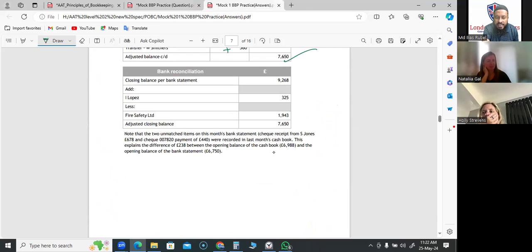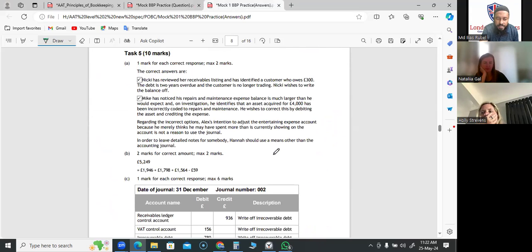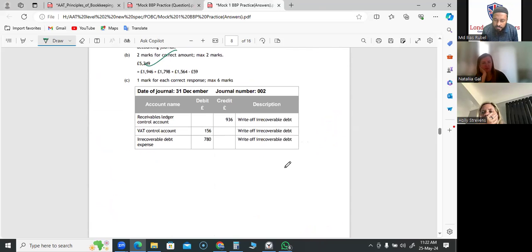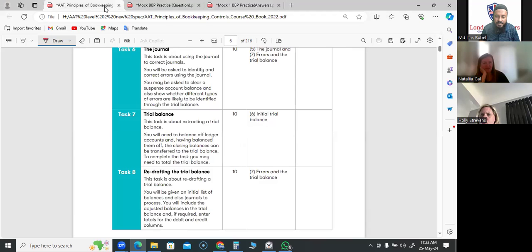And here you need to follow the order, because you add outstanding lodgement, less unpresented cheque, and you get this. That was correct. And here the answer about Nikki and Mike is right. We got a right answer here. Here also order is no problem. Irrecoverable debit, VAT control debit, receivables credit. We write the debit first. Here the PPP people have written the credit first. You don't lose any marks. Makes sense? That's absolutely correct. So that was good.